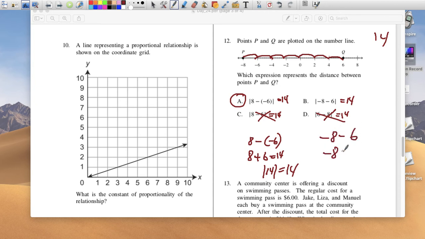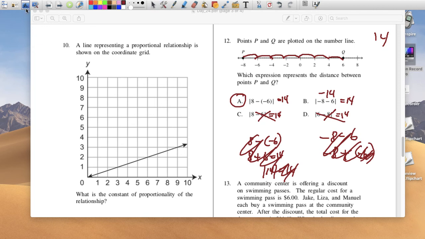Think about what that means. It's negative 8 plus, hang on a second, plus negative 6. And that also works because that's negative 14. And the negative absolute value of negative 14 is 14. So what am I doing wrong? This is negative 14, which equals 14. So, hang on. Plus 6 equals 14.